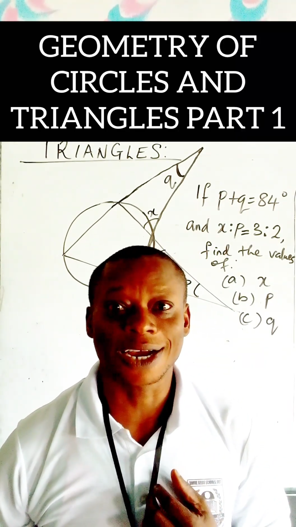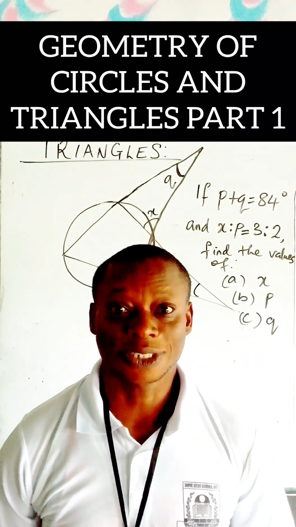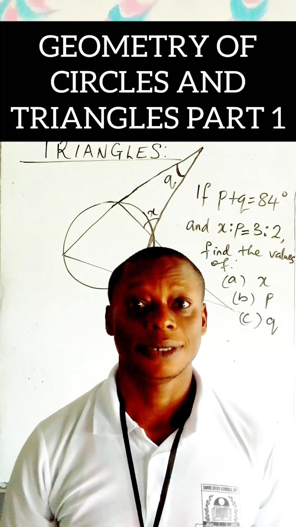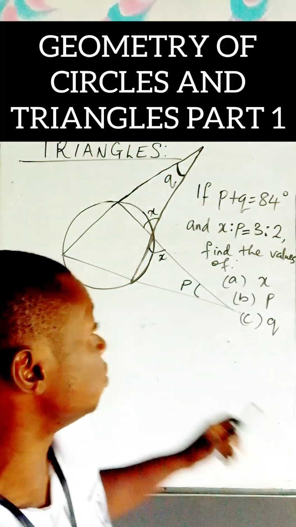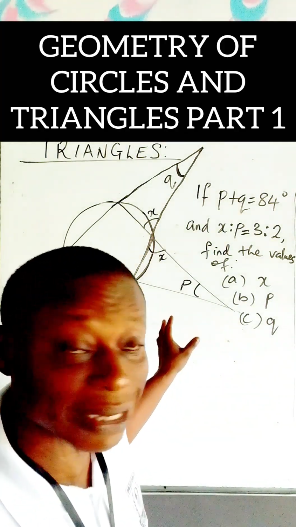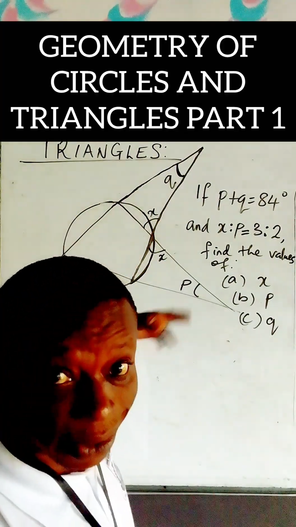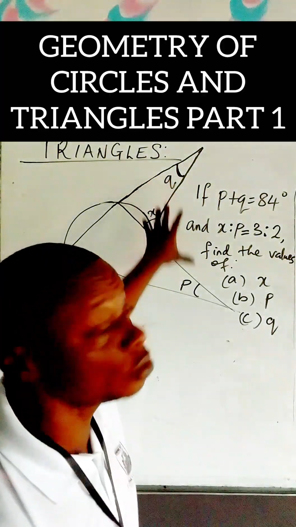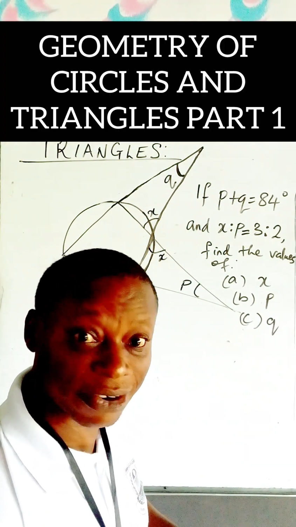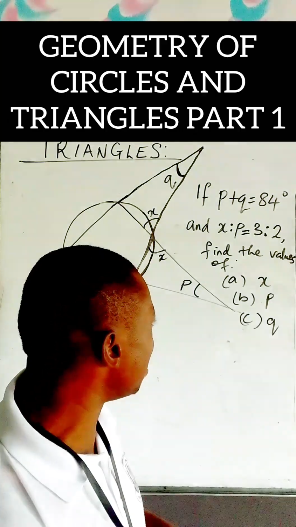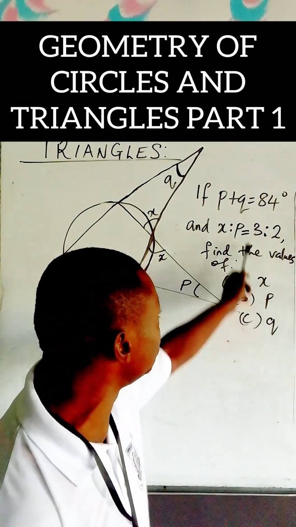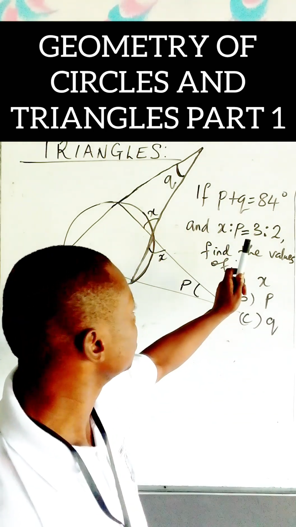Yes, welcome to another problems on circle geometry and triangles combined together. We want to solve the problem that is on the board. The problem that we have on the board encompasses a circle and two triangles merged together in that circle. And we are to find the values of x, p, and q given these two conditions.